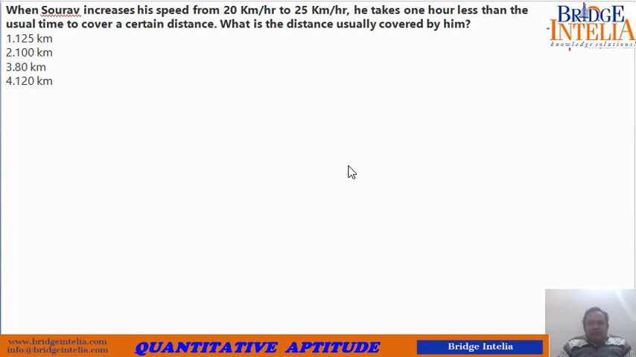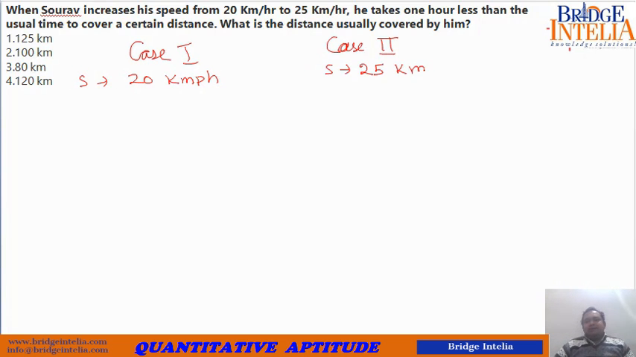When Saurav increases his speed from 20 kilometers per hour to 25 kilometers per hour, he takes 1 hour less than the usual time to cover a certain distance. What is the distance usually covered by him? So let's see. Two cases, case 1 and case 2, with different speeds in different cases. Here the speed is 20 kmph, whereas here the speed is 25 kmph.